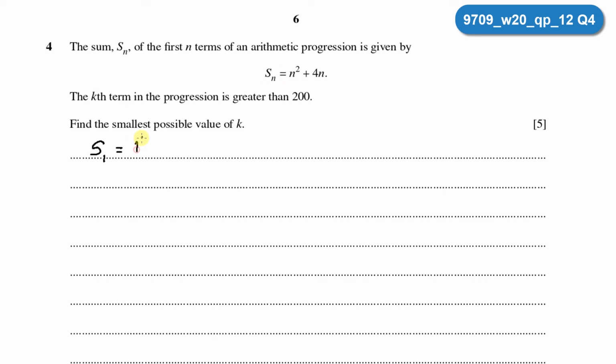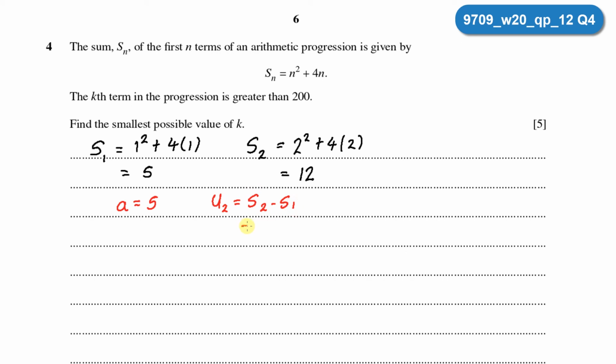So that's 1 squared plus 4 of 1, and this gives me 5. I can also find S2, which is just the sum of the first two terms. So that's 2 squared plus 4 of 2, and that gives me 12. And this means that I can say the first term of this AP is 5, and I can also find the second term. The second term here will be S2 minus S1. And that's 12 minus 5, and that's 7.